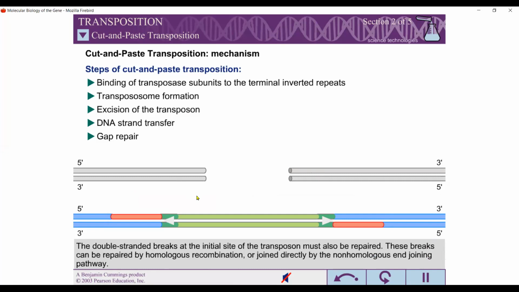But this is just to tell one more thing, that the original site where the transposon was present, in case of cut and paste transposition, since double-stranded breaks were initiated at the initial site of the transposition, they must be repaired. And these breaks can be repaired by homologous recombination or joined directly by the non-homologous end joining pathway.